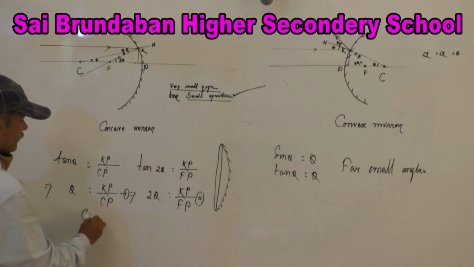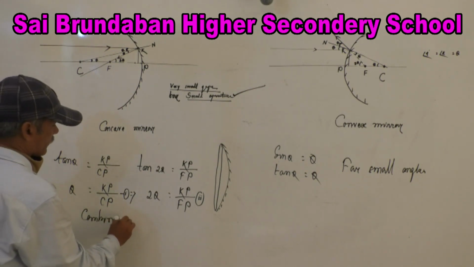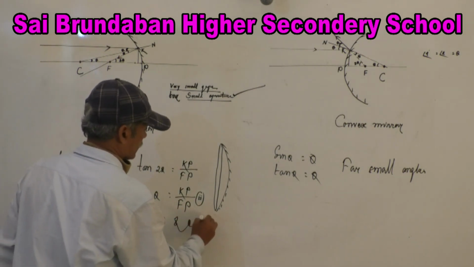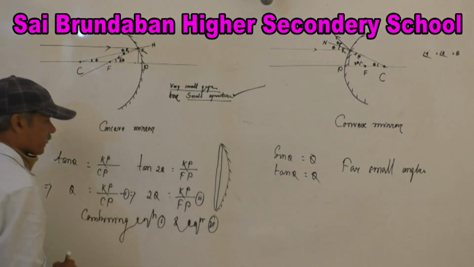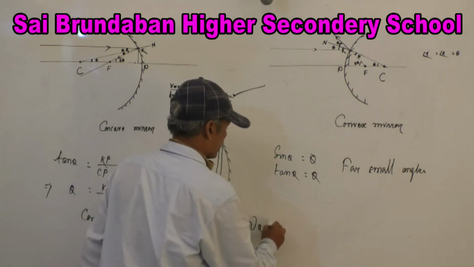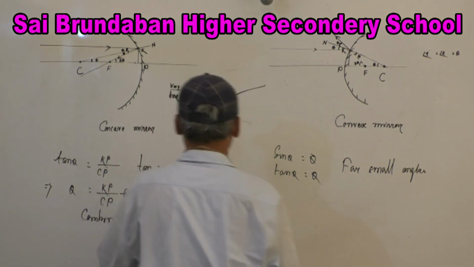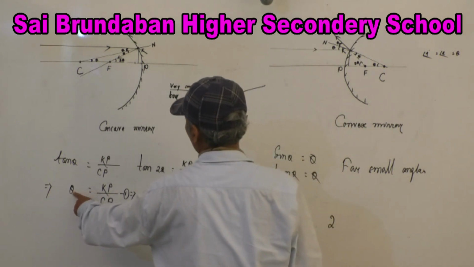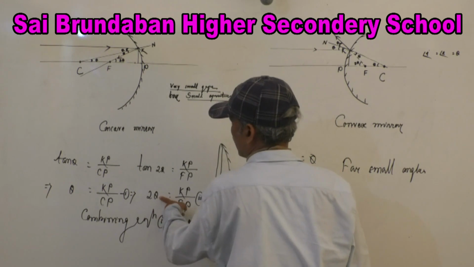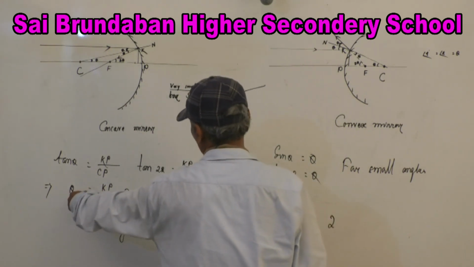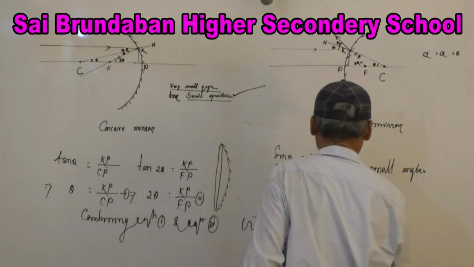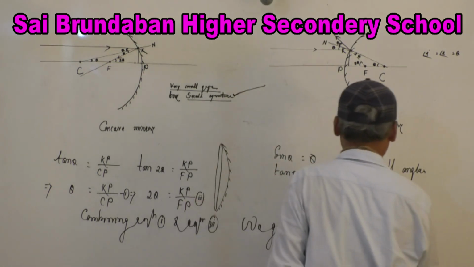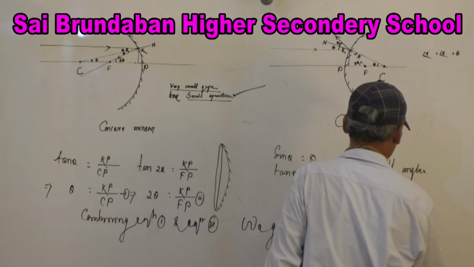Combining equation I and equation II, we get 2 Kp by Cp is equal to Kp by Fp. In place of theta, you just put this theta. In place of this theta, you put Kp by Cp.